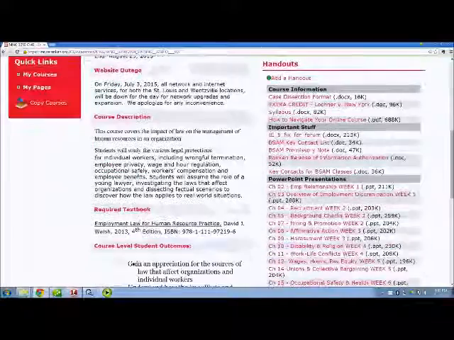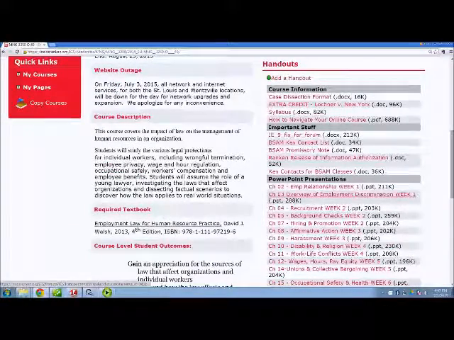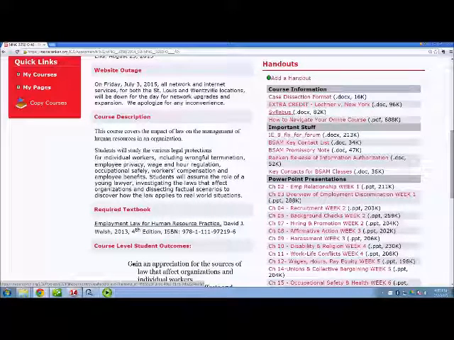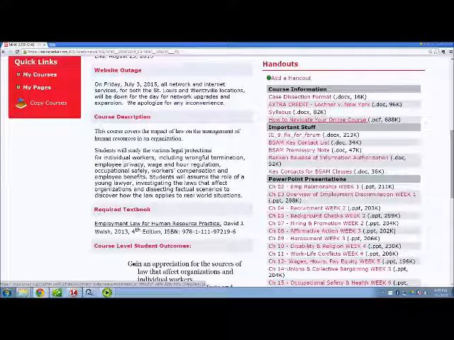Now, the right-hand side here is going to have your syllabus. Make sure you're reading this to fully understand when things are due, what is due, and where the page numbers of certain things are. This also has a link to how to navigate your online course. Many of you have seen this before. Please just take a quick glance at it again. It really helps explain how to navigate inside Rankin.